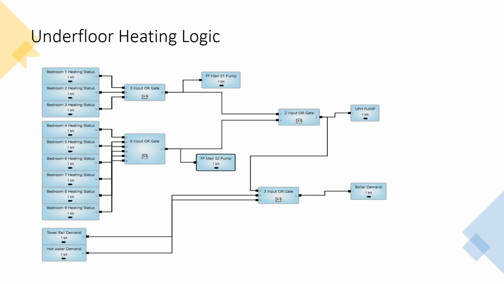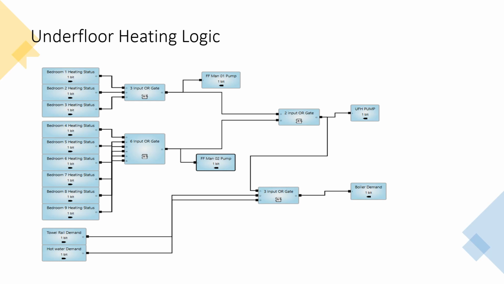If we look at the logic, what I'm going to cover is underfloor heating logic. In this example I have two different manifolds, a towel rail, and hot water demand, which most houses will have. If they have underfloor heating, they will have manifolds, then a separate pump or zone valve for the towel rail, and the same for the hot water.